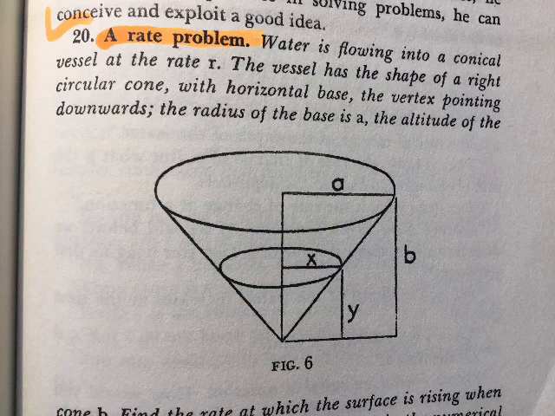What are the data? The radius of the base of the cone, A, equals 4 feet. The altitude of the cone, B, equals 3 feet. The rate at which the water is flowing into the vessel, R, equals 2 cubic feet per minute. And the depth of the water at a certain moment, y, equals 1 foot.